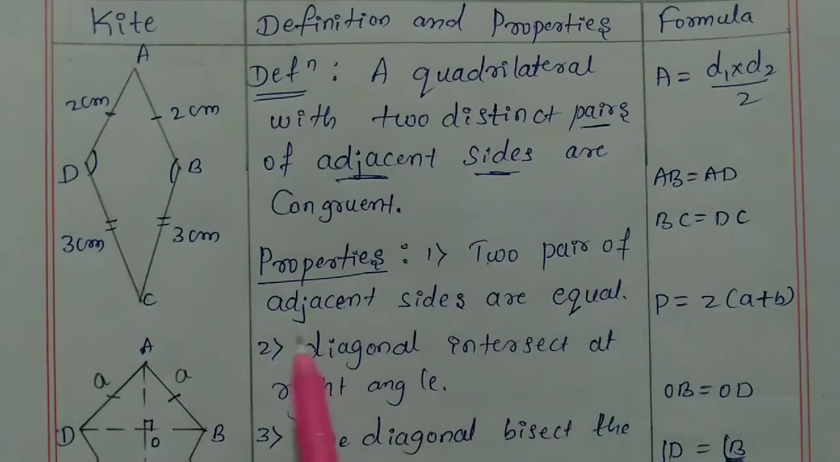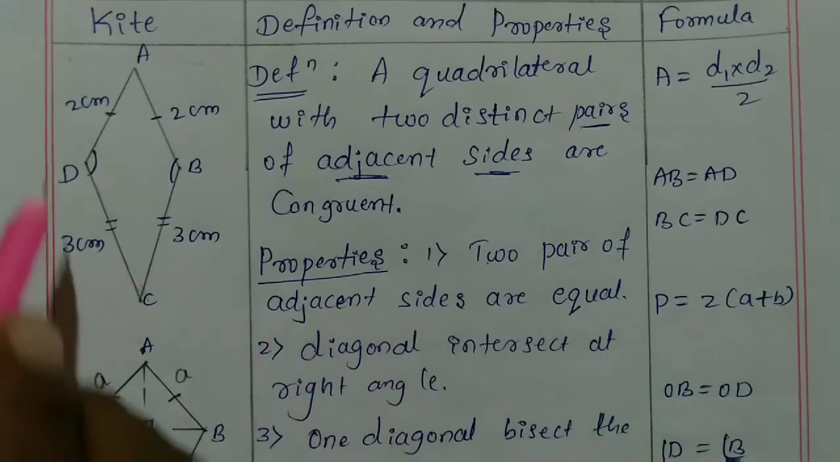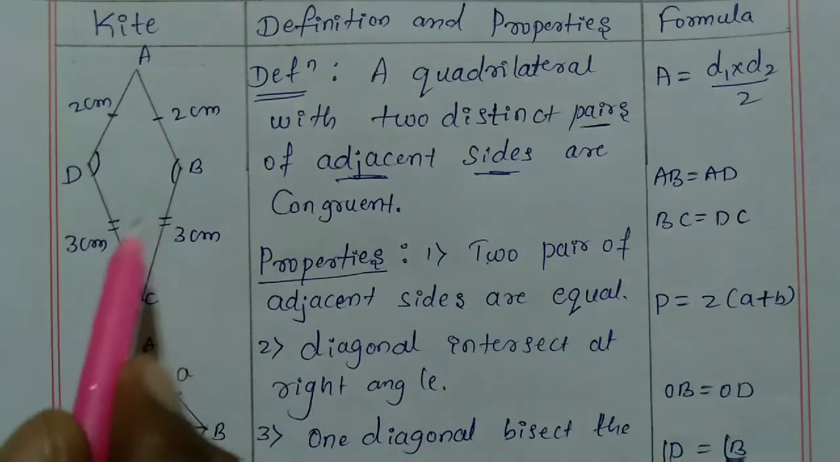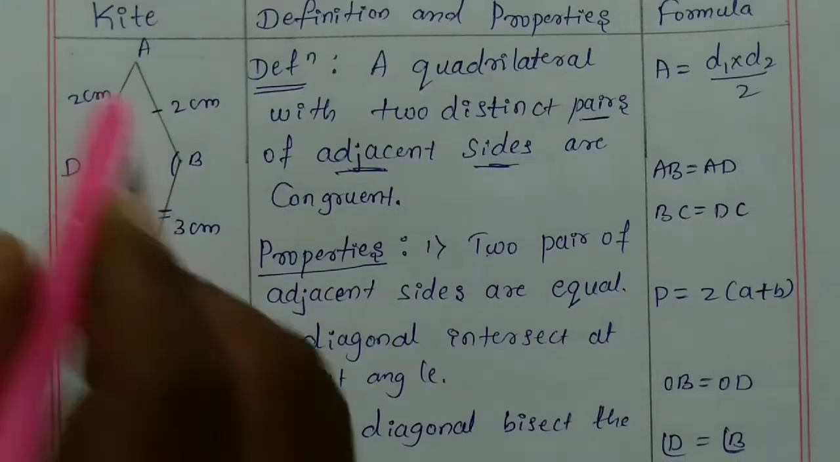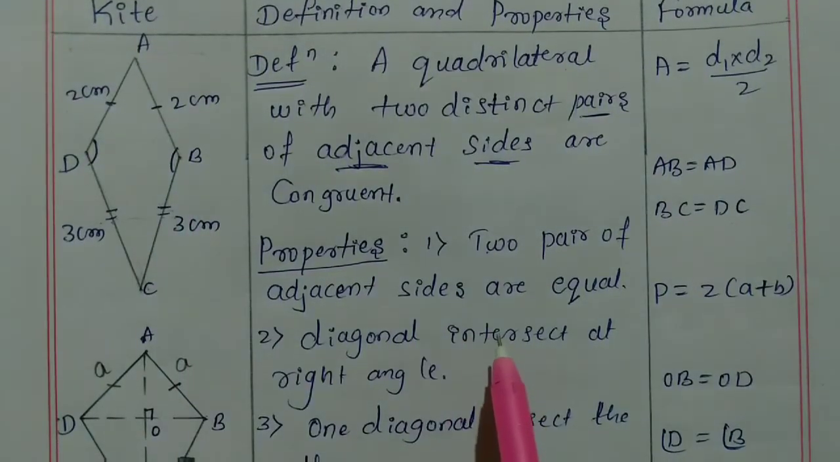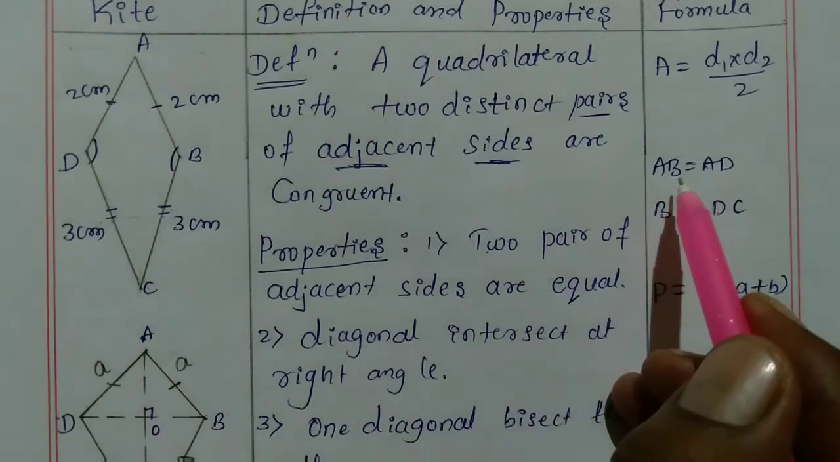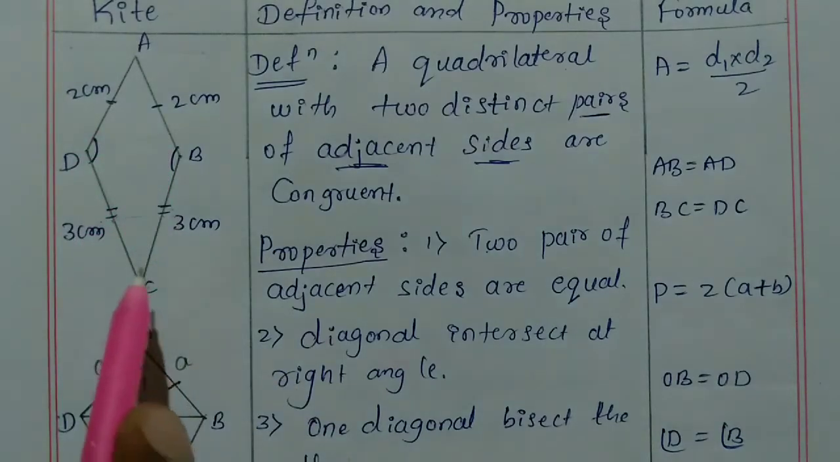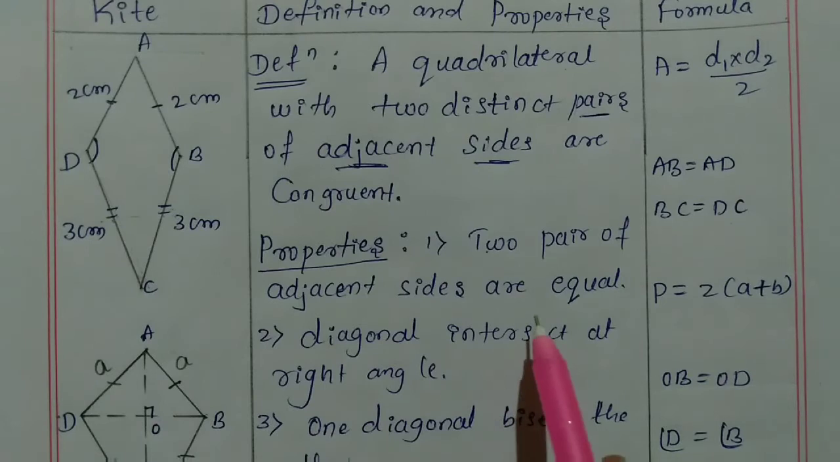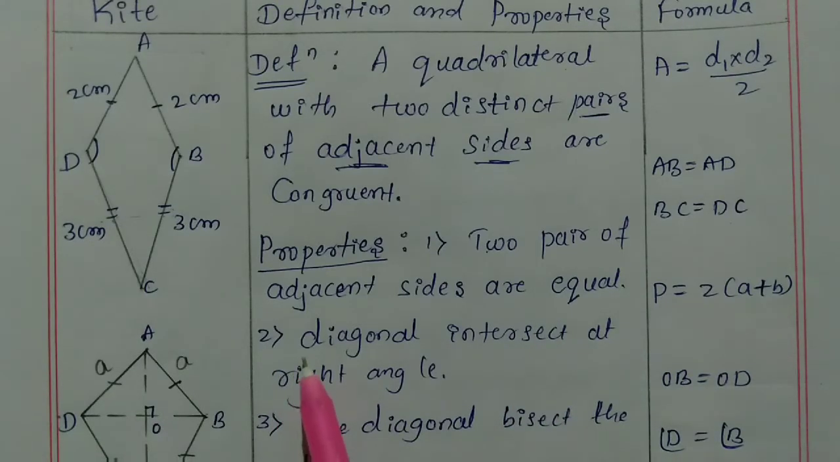Two pairs of adjacent sides are equal. These two are one pair of adjacent sides and these two are another pair of adjacent sides. So these two are equal. This is the first property. Okay, so that is AB equal to AD, which equals 2 cm, and BC equals DC, which equals 3 cm. Next I will go to the second one.